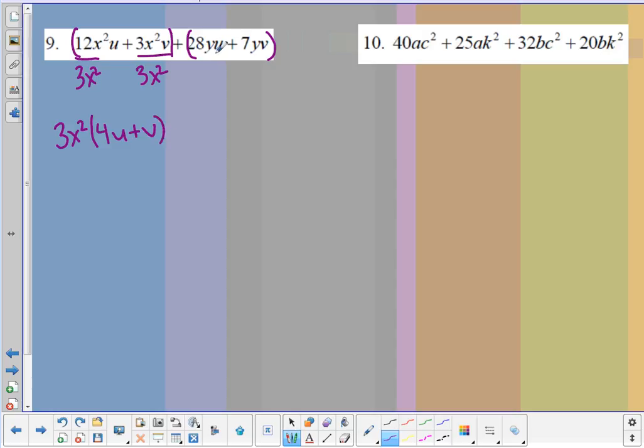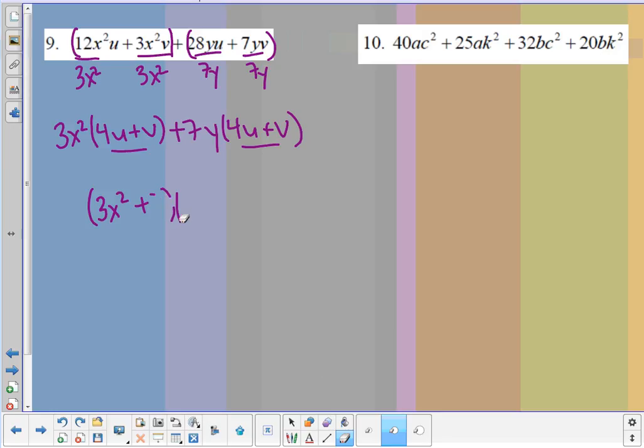Okay, over here, 28yu, 7yv. So take out a 7 for sure, and the only variable they have in common is a y. So 7y. 28 divided by 7 is 4. I'm left with a u. 7 divided by 7 is 1. I'm left with a v. And holy cow, we did it. 4u plus v. They match. So 3x squared plus 7. Ooh, sorry. Hello, 7y. Don't forget your y. Plus 7y. There we go. And 4u plus v.